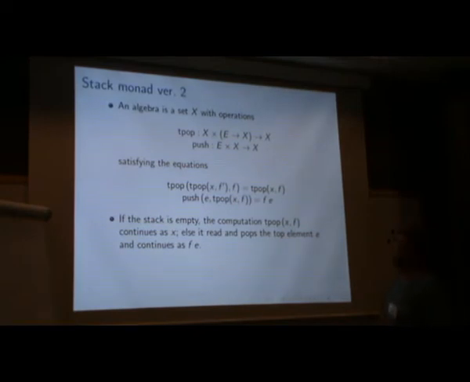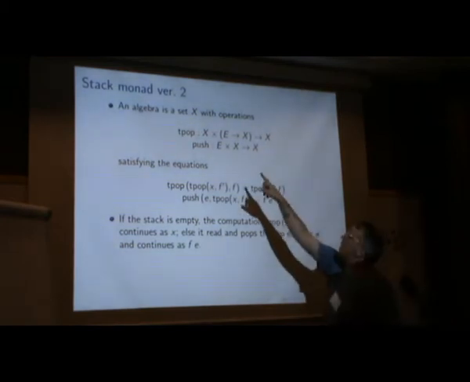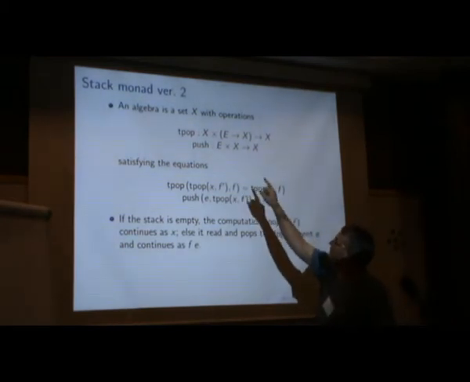The other one has two arguments. So this corresponds to the two cases that you can get when you try to pop. Either you fail, in which case you just continue somehow. This is the first argument of tpop.